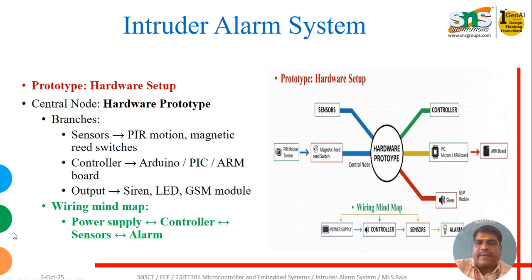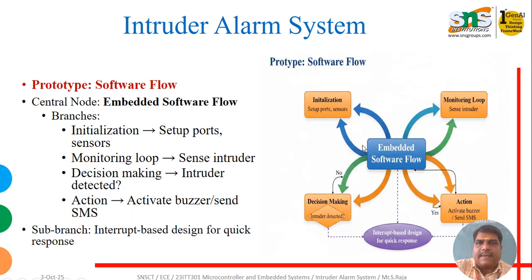Third, we have to provide a wiring mind map. The power supply gives power to the controller. The controller takes input from the sensor and creates an output to the alarm system. If you see this figure, you will know clearly. If it is not clear in this picture, then I will show the next picture.